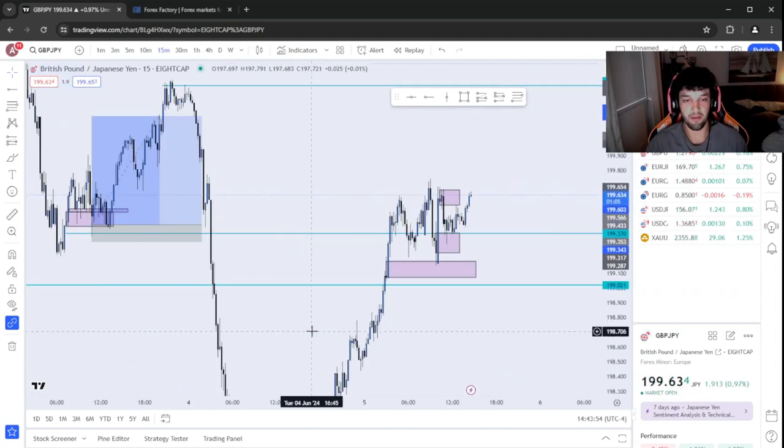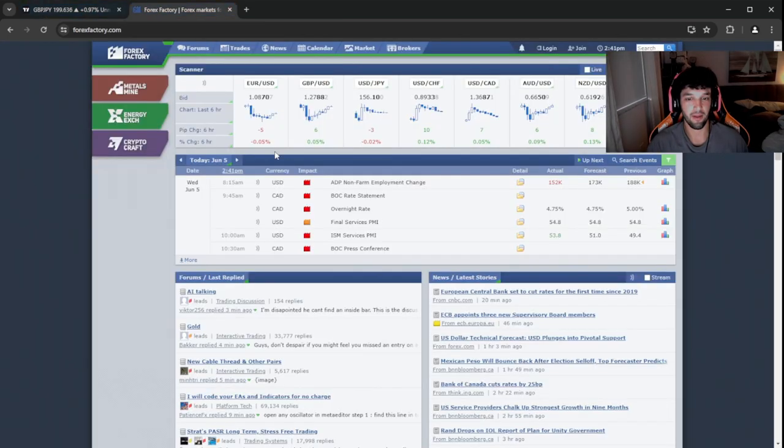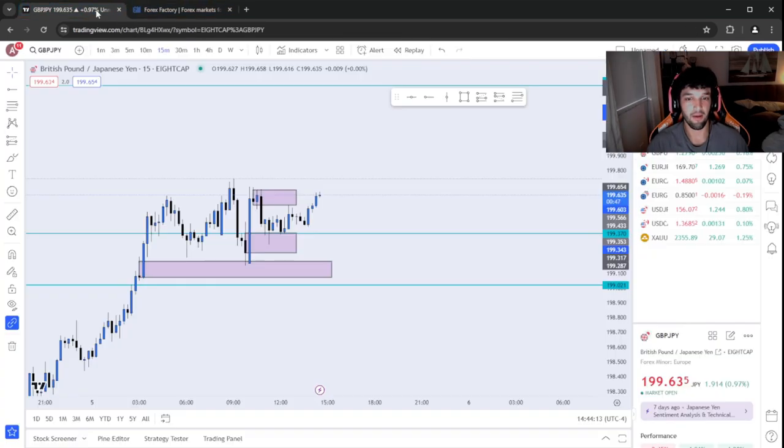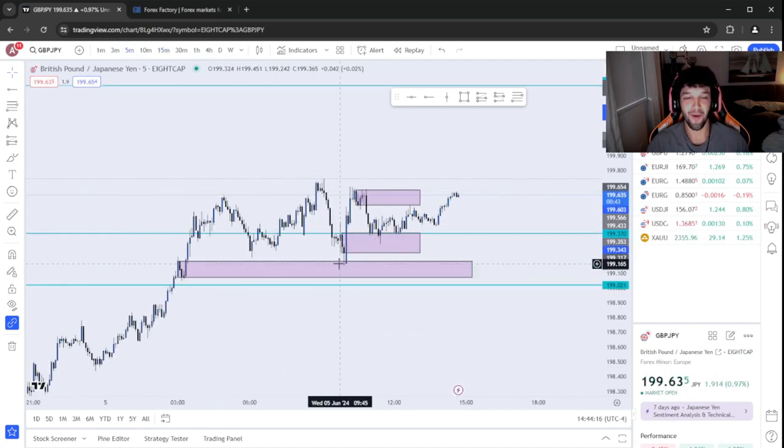Right on the 15-minute, I have this order block that I'm looking at. We respect the structure, and I'm like, okay, there's an order block I'm looking at right here. We tap it, fire, right? But the bad part is that we had news at 10 a.m. Remember, I showed you guys we had a red folder at 10 a.m. We had a PMI, right? So I was scared. I was like, I don't want to get in, right?